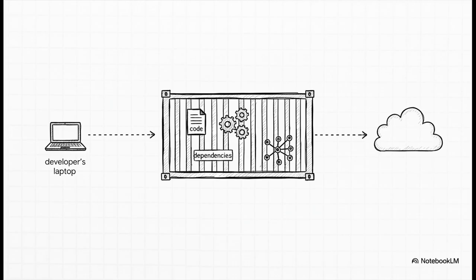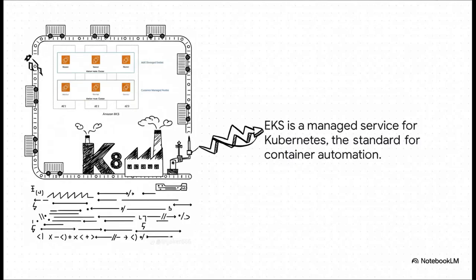The whole point is to make sure it works exactly the same every single time, no matter where you run it. But what happens when you have hundreds or even thousands of these containers running at once? You need a system to manage all that chaos. That system is called Kubernetes, and EKS is simply the AWS managed version of it. You can think of it as the huge industrial strength assembly line you see here, automating how all those containers get deployed and managed across a whole fleet of servers.